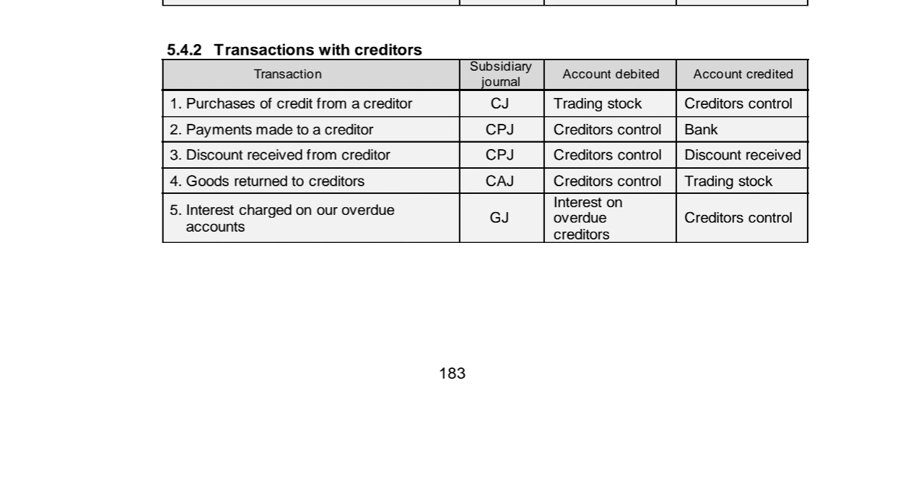Discount received from a creditor goes to your cash payments journal. We'll debit creditors control and credit discount received. Goods returned to creditors goes to your creditors allowances journal. We'll debit creditors control and credit trading stock. And interest charged on overdue accounts, it will be your general journal. Interest on overdue accounts of creditors will be debited and creditors control will be credited.